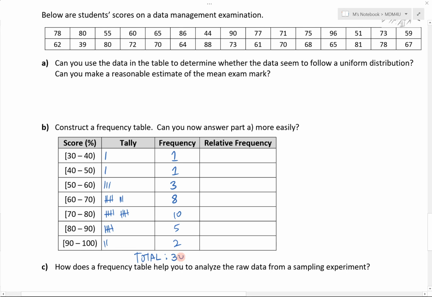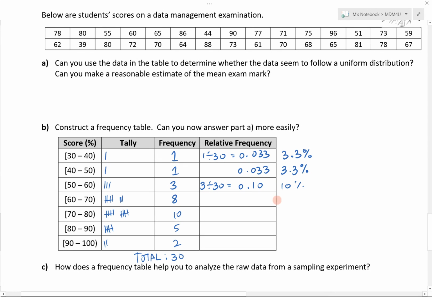So relative frequency would simply be taking the frequency, 1, divided by 30, and I would get a value of 0.033. And you can treat relative frequency like a probability value, which is what we're going to be doing. So 3.3%. Similarly for the next one, it would be the same number, 0.033, which is also 3.3%. Next one, 3 divided by 30 is equal to 0.10, which is 10%.